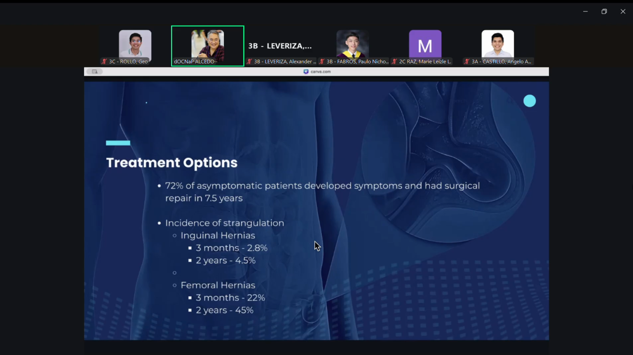Remember, when you talk of direct and indirect inguinal hernias, they are seen above the inguinal ligament, whereas your femoral hernias you can feel below the inguinal ligament. So that's one of the easier ways of differentiating one from the other because one has a higher incidence of strangulation and incarceration compared to the other.